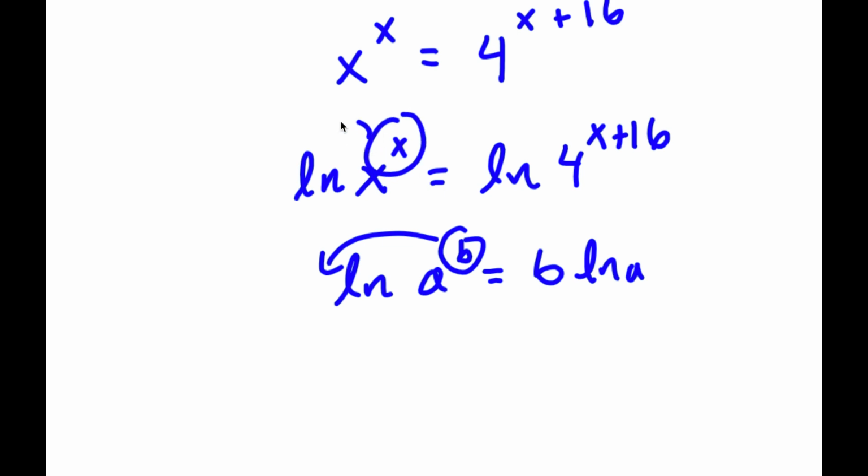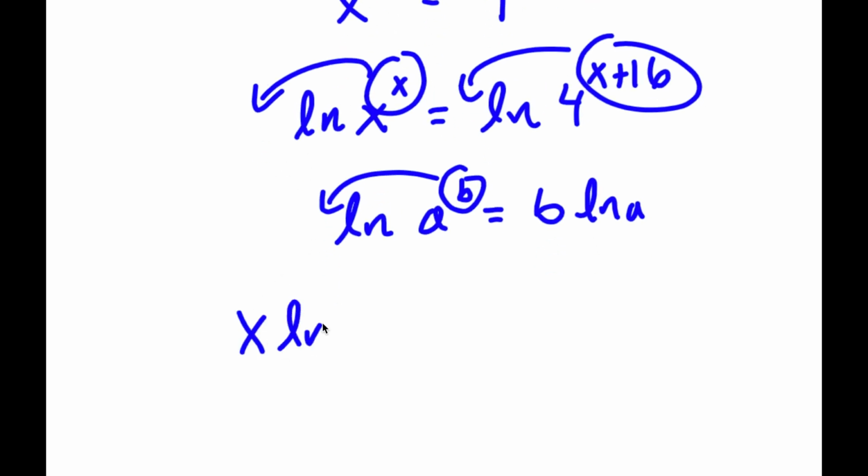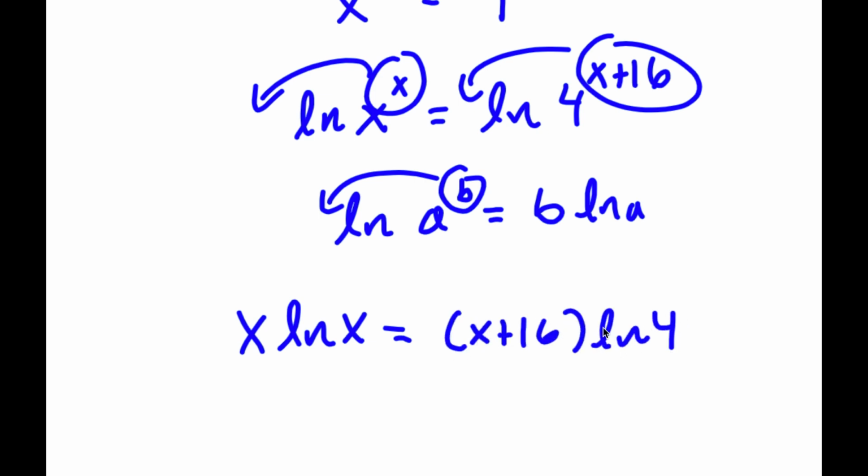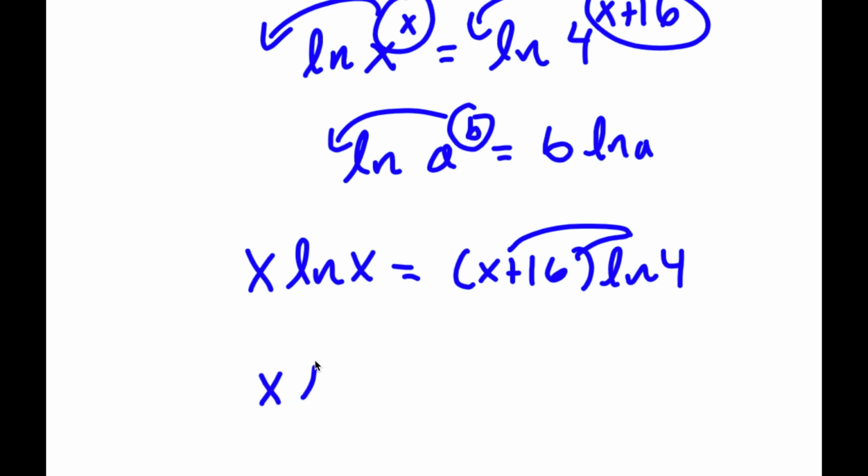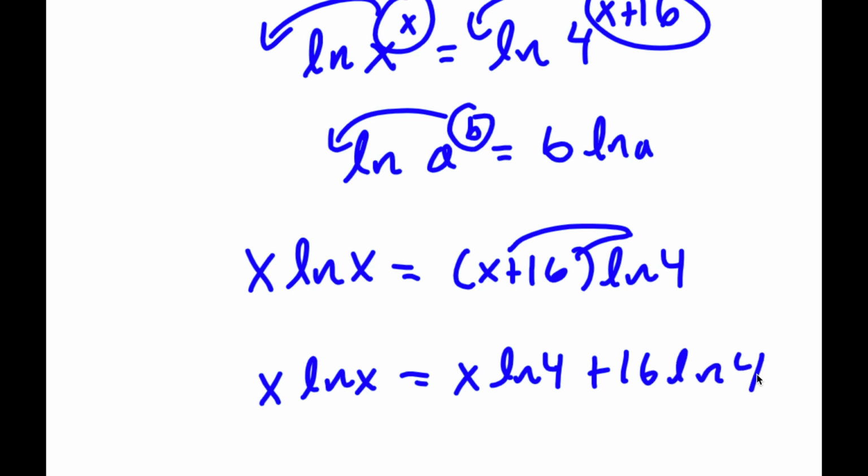So in this case, I have ln x to the power of x. I can move x to the front, and ln 4 to the power of x plus 16, I can move x plus 16 to the front. So now I have x times ln x is equal to (x plus 16) times ln 4. Now if I distribute the ln 4, I get x times ln 4 plus 16 times ln 4.